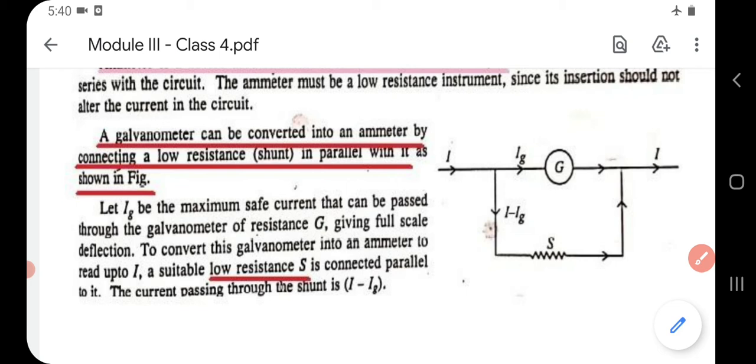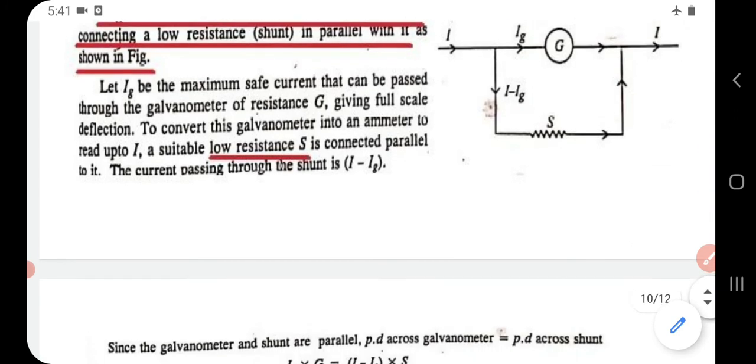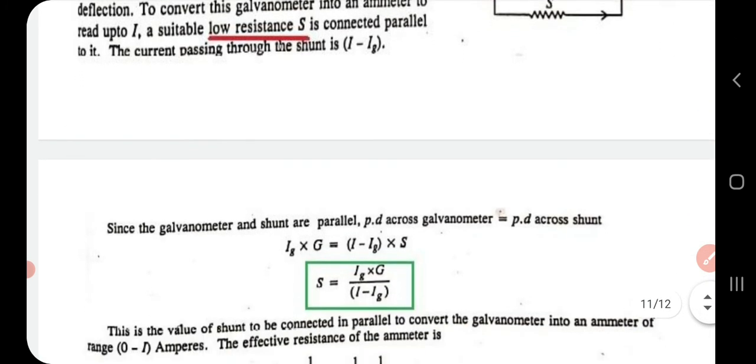Let Ig be the maximum current that can be passed through the galvanometer. Let G be the resistance of the galvanometer. Now, to convert this galvanometer into an ammeter, you have connected a low resistance called shunt resistance S parallel to it. Now the current through the shunt resistance will be I minus Ig, as shown in the figure. It is marked there, I minus Ig.